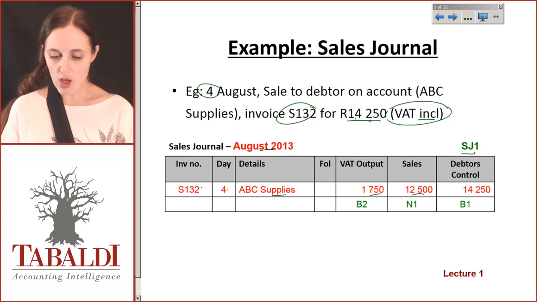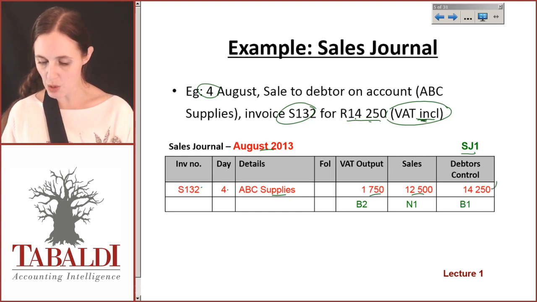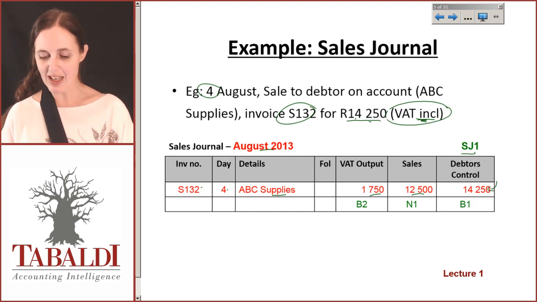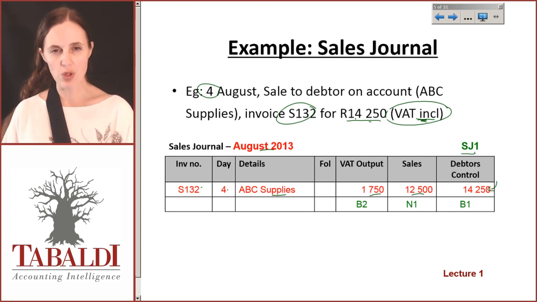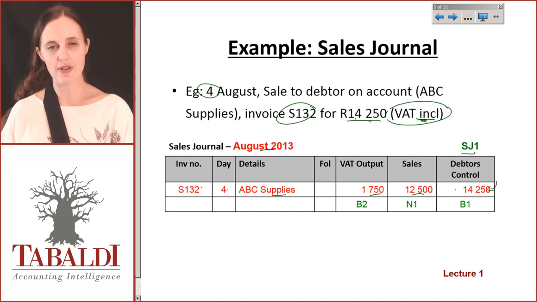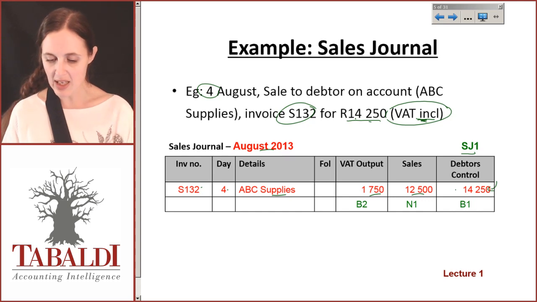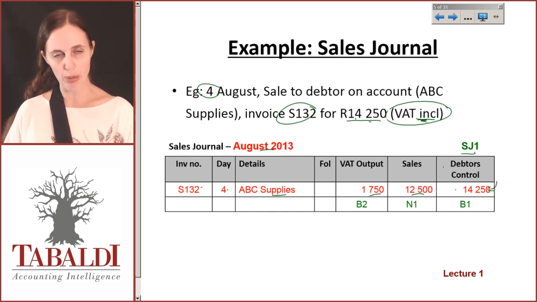So in this case, because it says VAT inclusive, it means that the total amount of money that your debtor has to pay you, the rand value that your debtor has to pay you, is 14,250. So our VAT inclusive amount goes into my debtors control, because that is the total amount of money that I expect ABC Supplies to pay me.